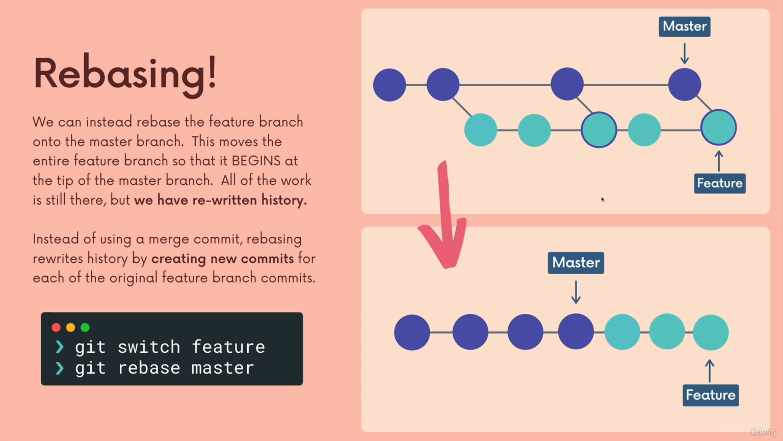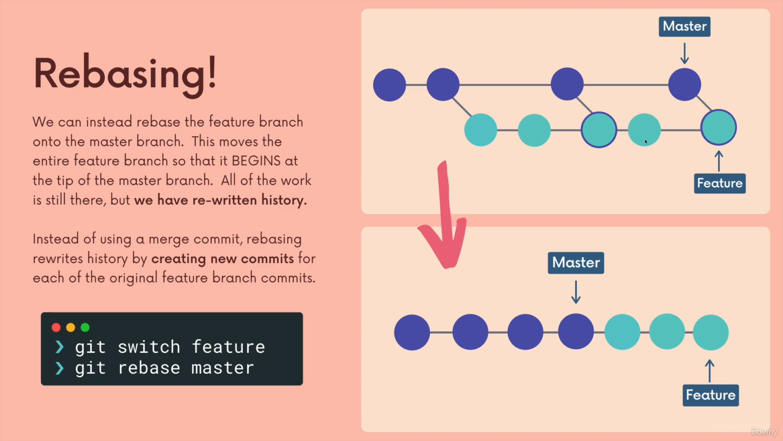So the workflow here looks like this. I want to be on my feature branch, and then I run git rebase master. So this is not going to screw up or change the master branch. Instead, it's going to rewrite history by taking my feature branch commits, creating new ones that are based on the originals, and putting them all at the tip of the master branch, rebasing them at the tip of master.